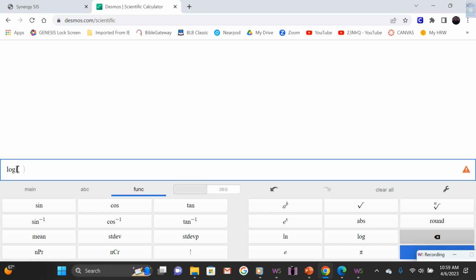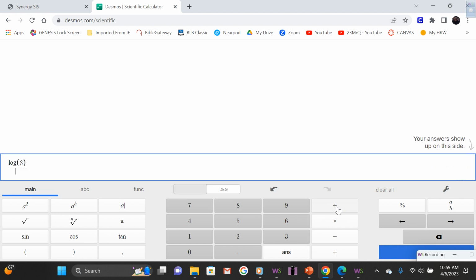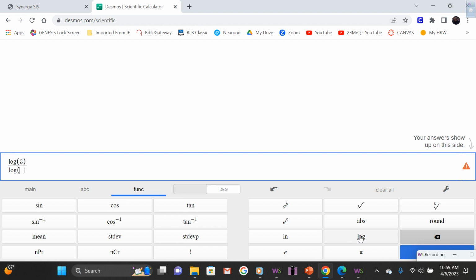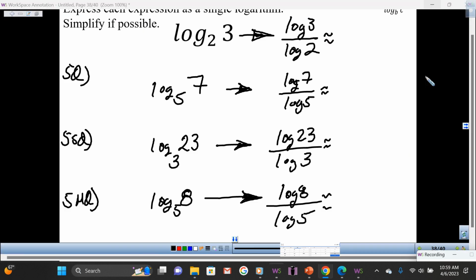And it opens up parentheses. So we're going to start with 3. Is that correct? Close parentheses. Go to main again. Divided by. Go to function. Log 2. Close parentheses. What did we get? 1.549. Let's round that to 1.5. So approximately 1.59.